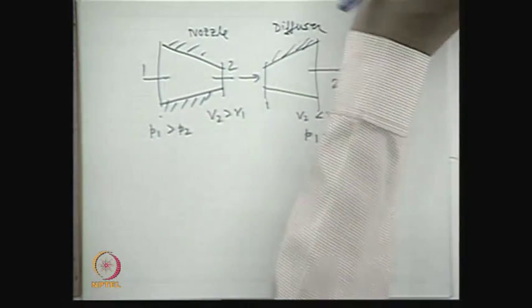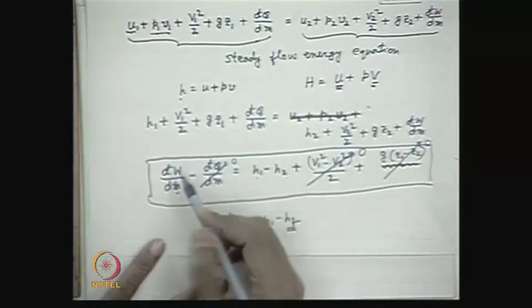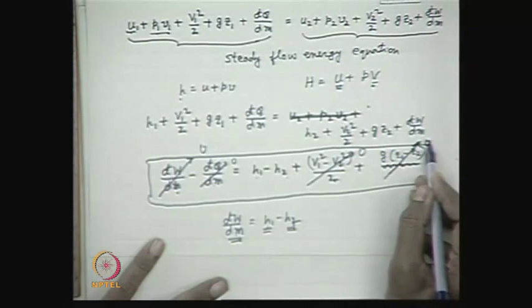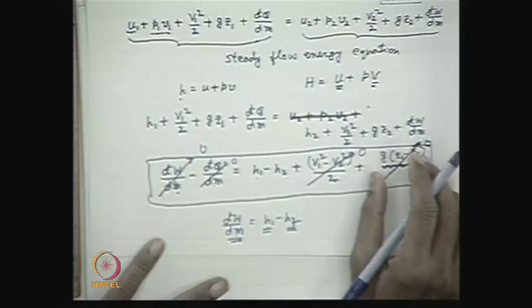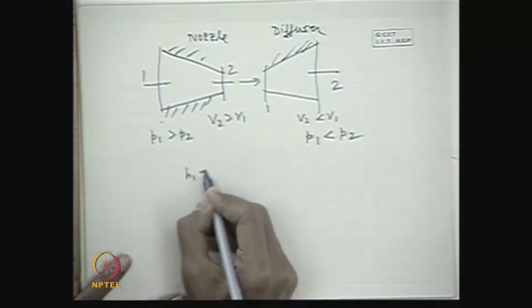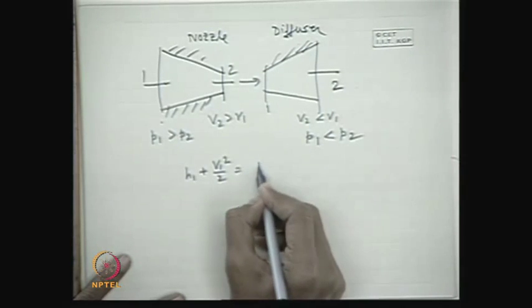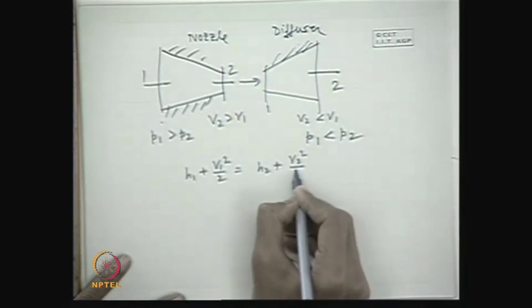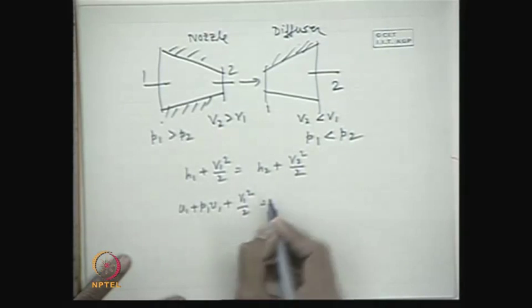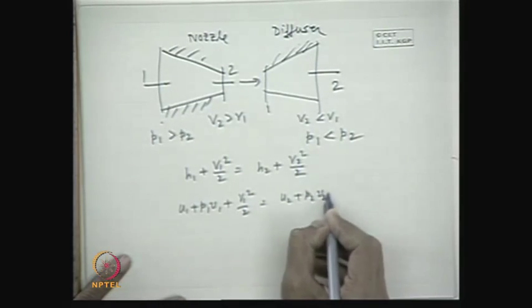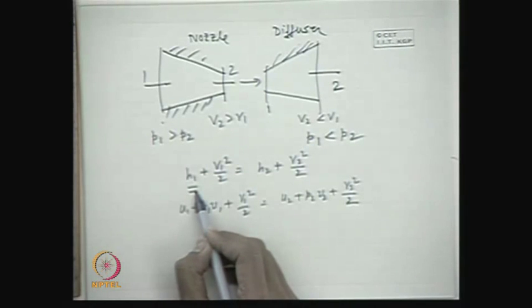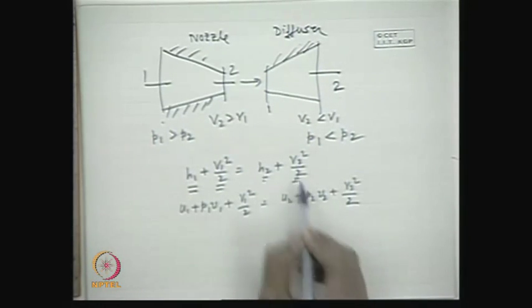In this case, if you see the energy equation, the heat and work terms are 0. If we neglect the potential energy changes, because the change in the vertical heights at the inlet and outlet is small, then the equation tells us that H1 plus V1 square by 2 is equal to H2 plus V2 square by 2. Explicitly, U1 plus P1V1 plus V1 square by 2. This is the conservation of energy. When heat and work quantities are not there, the total energy comprising the enthalpy and the kinetic energy remains the same.